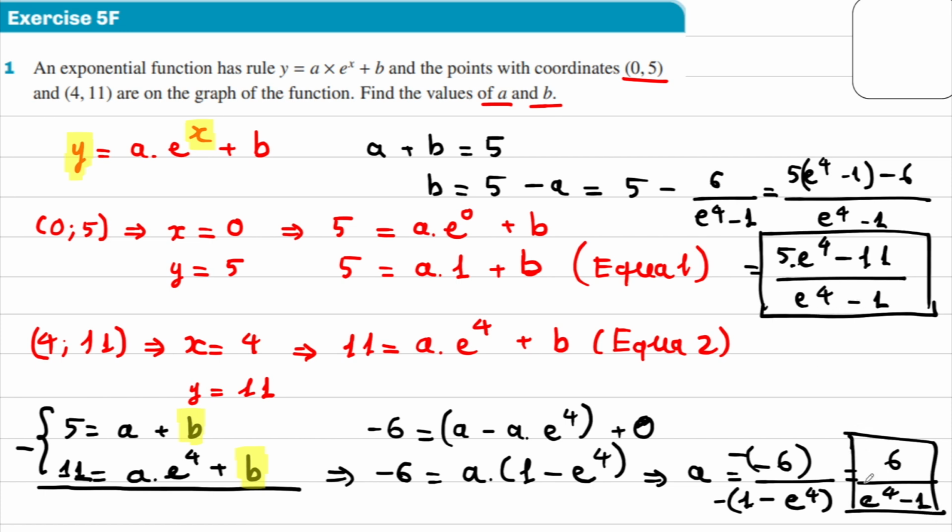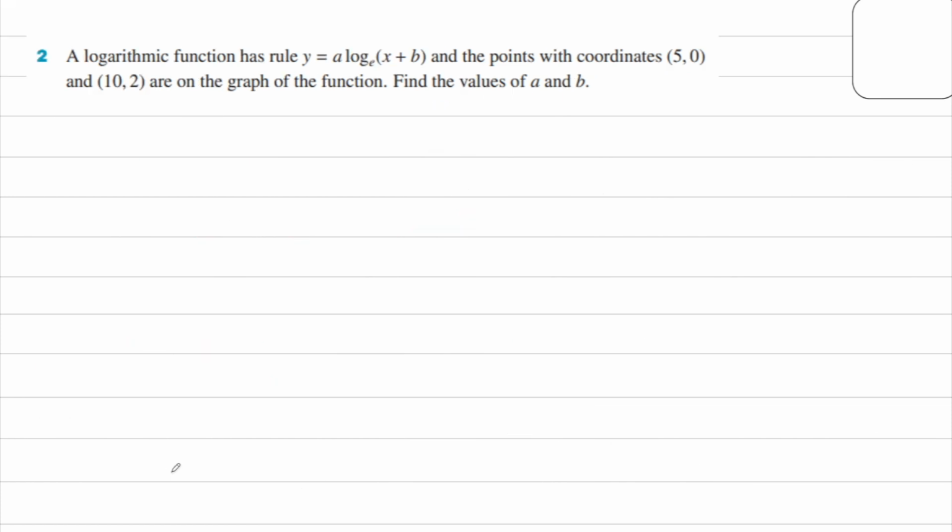The complicated part of this one is solving the simultaneous equation in here. The coefficient of a, e to the power of 4, is a little bit complicated, but for simultaneous equations using the elimination method, I think you have mastered that technique. So practice this one and copy my writing in this slide to your notebook. If you still cannot understand, you can watch it from the beginning. This is the first exercise. Move to the other one.